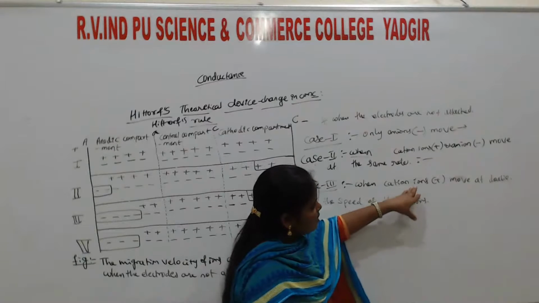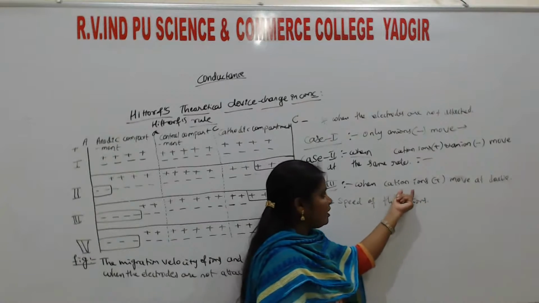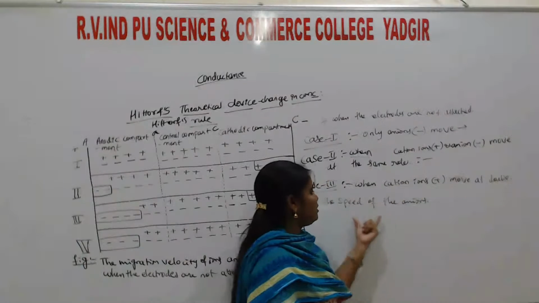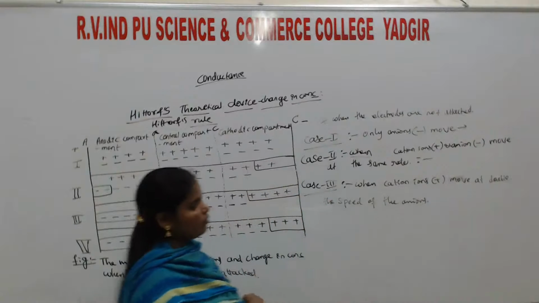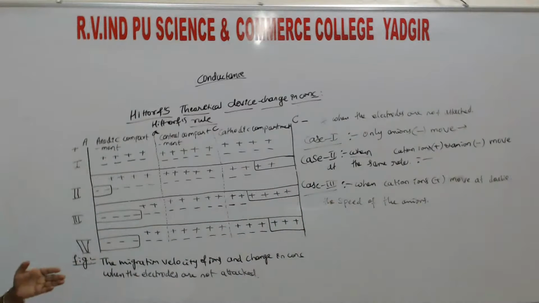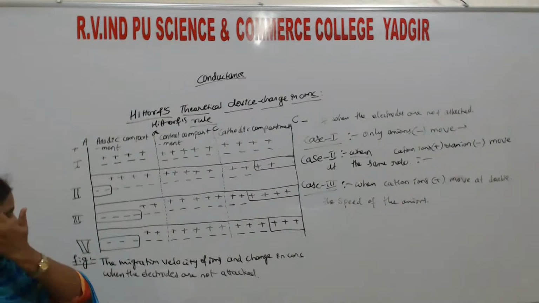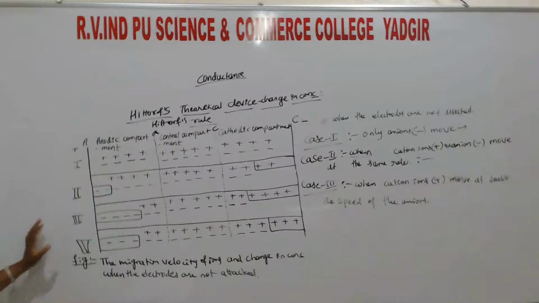Here it is double. The cations moving at double the rate of the anions, so the cations' moving rate is greater as compared to the anions in the fourth position. Up to the third position is completed. Here only one molecule is moved in the fourth position.